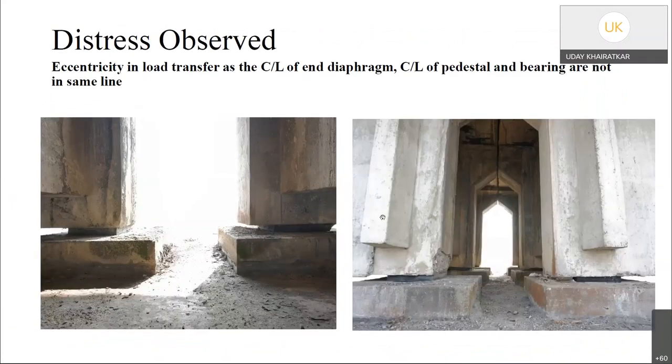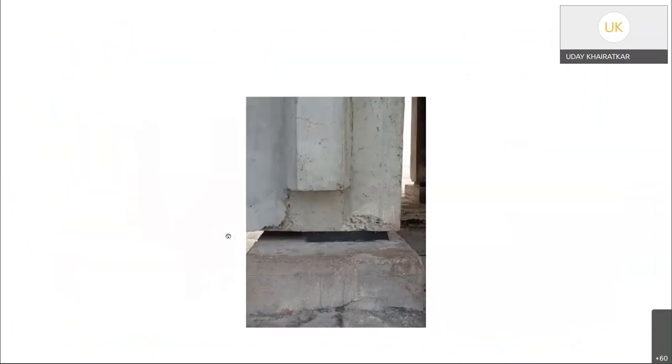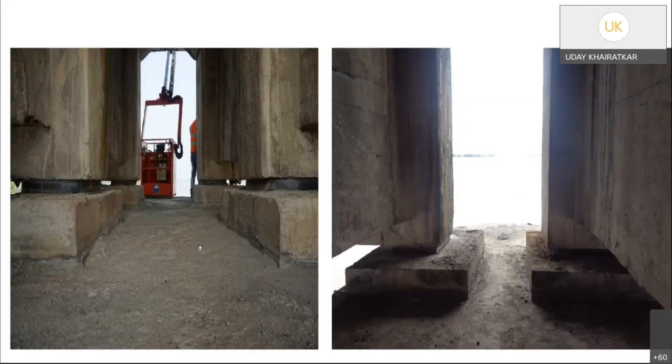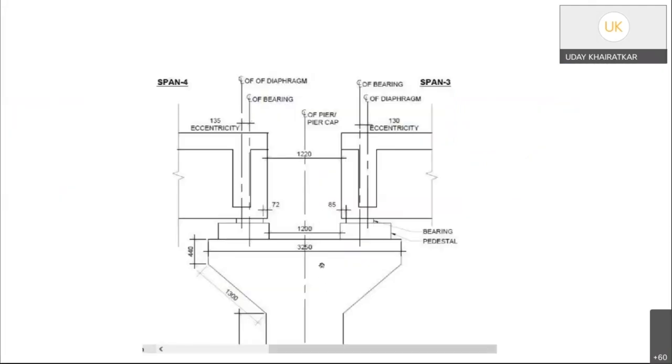Here again, close photographs of different elements, elastomeric bearing. Here the main problem was that the load was not transferred properly, but there is an eccentric load, that is directly transferred, as the center of the bearing and that of the diaphragm were not matching. As you can see in the photograph and the sketch over here, the center of bearing and the center of diaphragm are very different. This caused an eccentric load on the bearings, which was the main cause of failure.